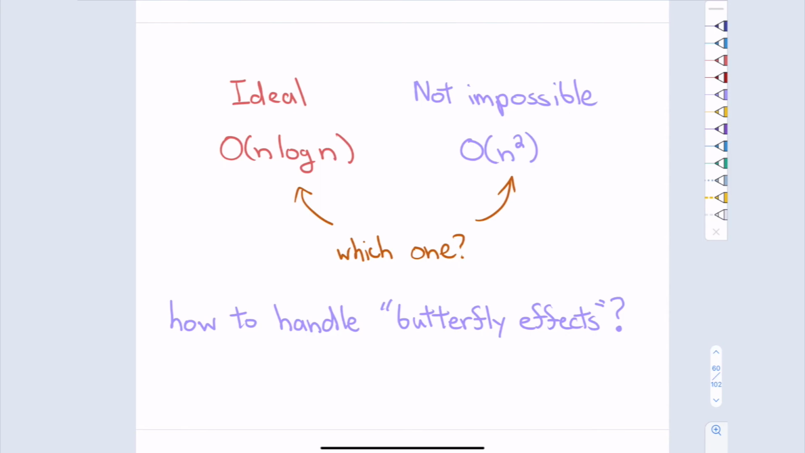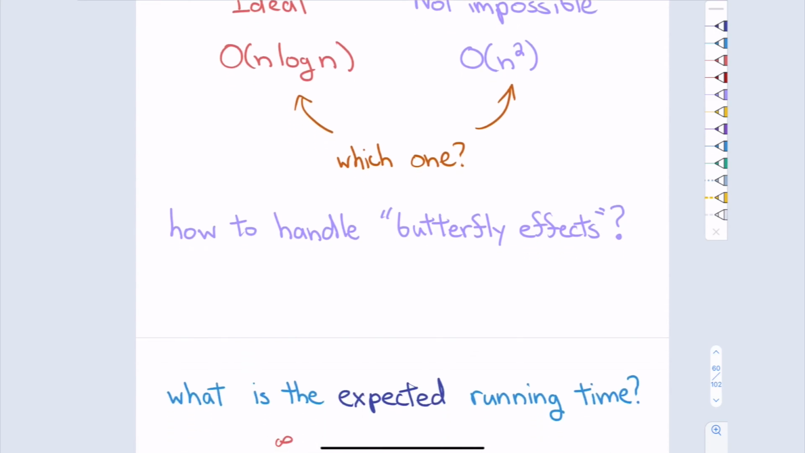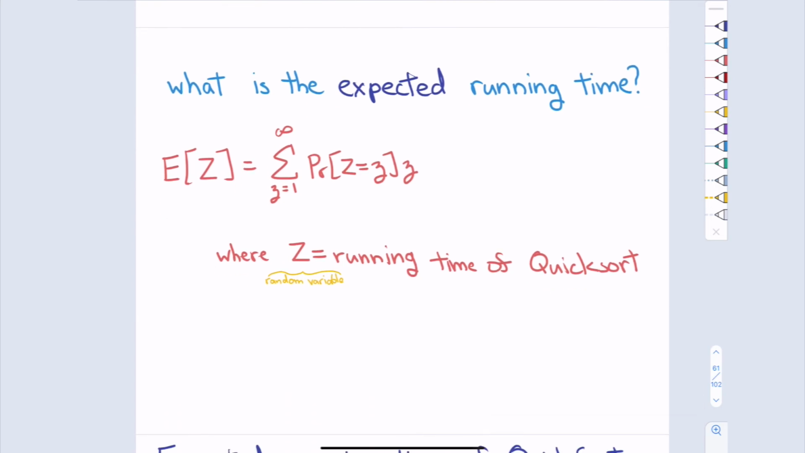Oh, don't they require different analysis, right? What happens to all these interchanging things? That's very common when we analyze randomized algorithms, okay? But then, of course, our saving grace is going to be the fact that we're only interested in the average running time. We don't necessarily have to map out all these different scenarios.